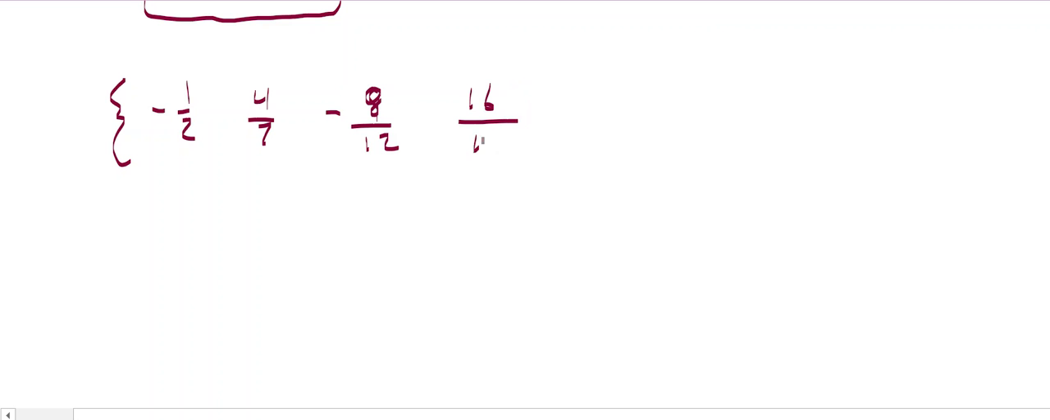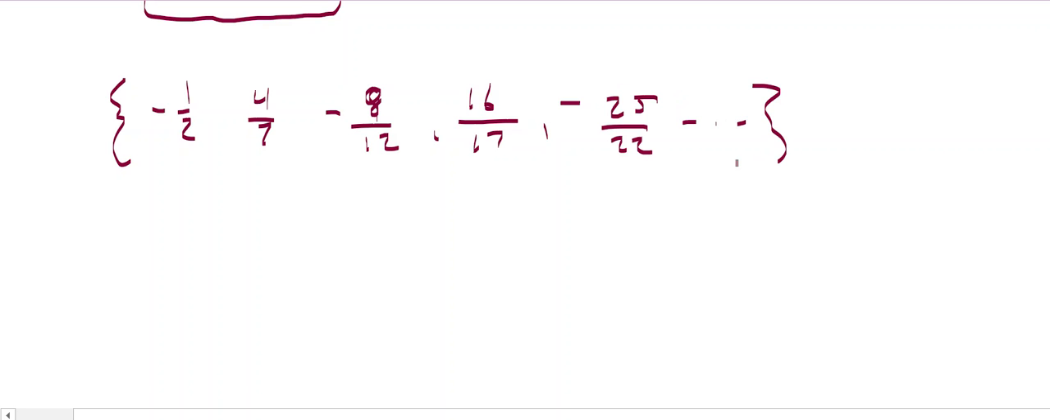Something like this. Negative 1 over 2, 4 over 7, negative 9 over 12, I'm sorry, that's negative 9 over 12, 9 over 12, 16 over 17, and then negative 25 over 22.